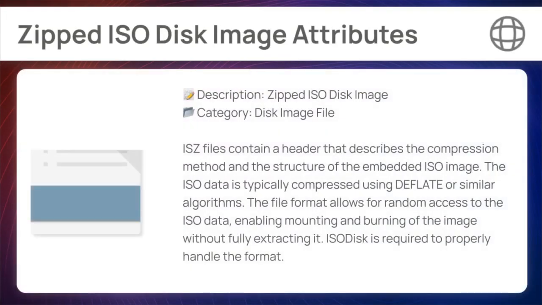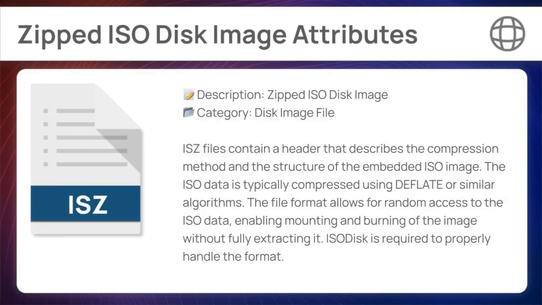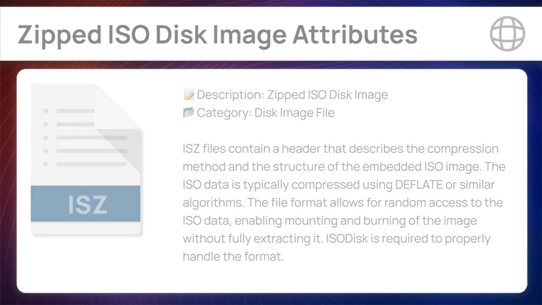ISZ files contain a header that describes the compression method and the structure of the embedded ISO image. The ISO data is typically compressed using DEFLATE or similar algorithms. The file format allows for random access to the ISO data, enabling mounting and burning of the image without fully extracting it. ISODisk is required to properly handle the format.